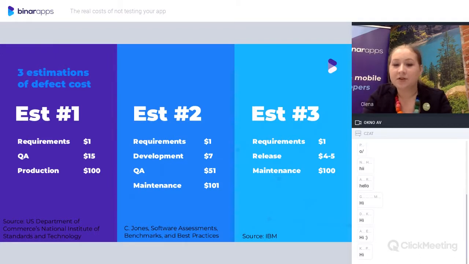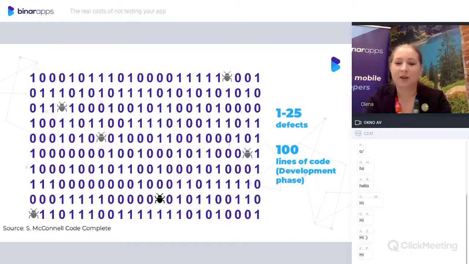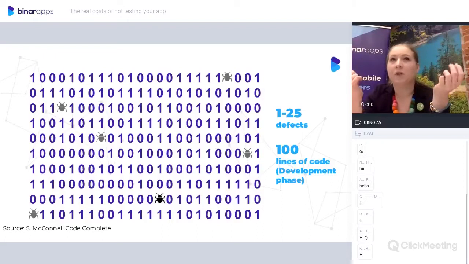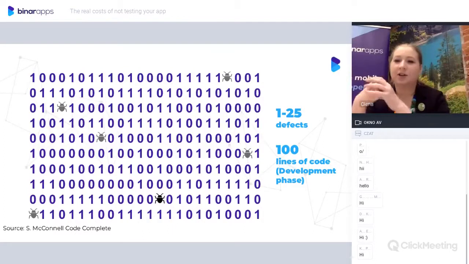So if you have any questions about those estimations, please feel free to ask. As I said, depending on the complexity of the code and the seniority of the developer, there will be up to 25 defects in 1,000 lines of code. This statistic I took from Steve McConnell and his book Code Complete, which I seriously recommend. It's a very interesting one.